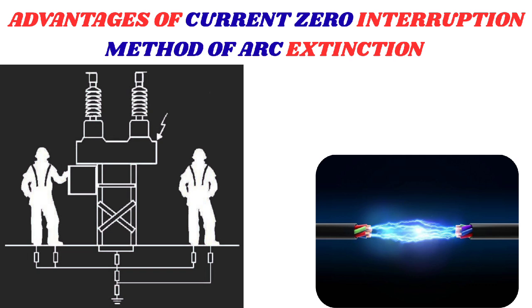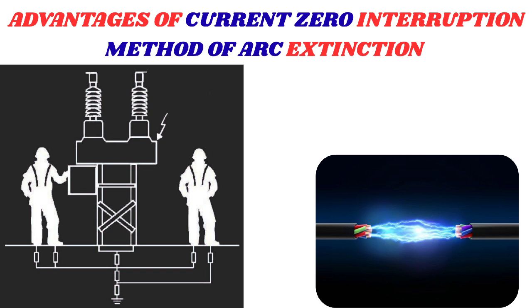The current zero interruption method has several advantages. This encompasses the following. 1. Effective for AC circuit breakers. The current zero interruption method is particularly effective for AC circuit breakers, where the current zero crossing point occurs naturally. 2. Low arc energy. The current zero interruption method takes advantage of the low arc energy at the current zero crossing point, making it easier to extinguish the arc.